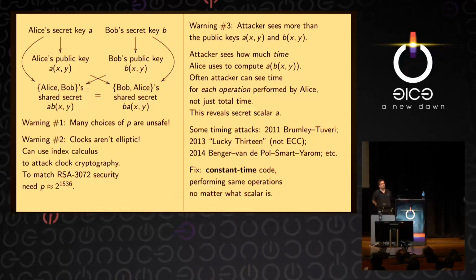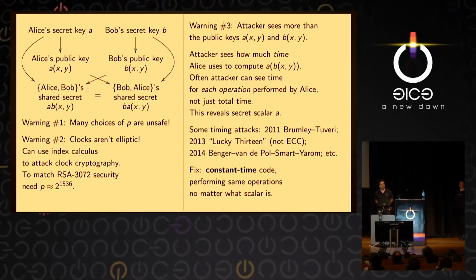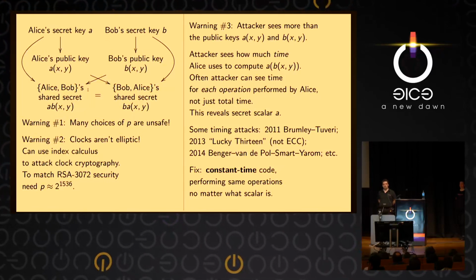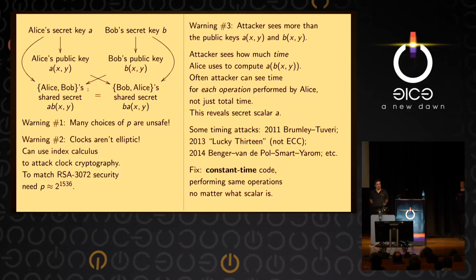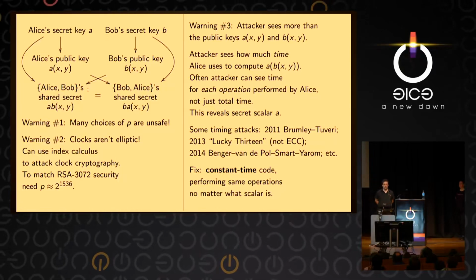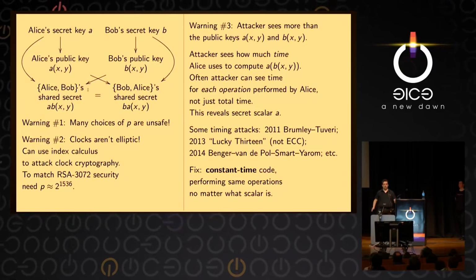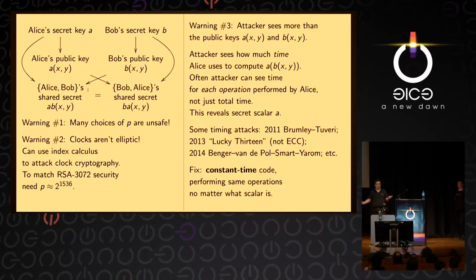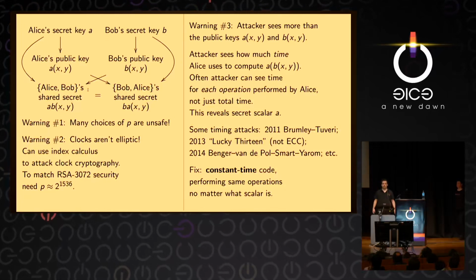The fix for this particular problem of somebody seeing the timing is to always do computations in constant time. So no matter what your scalar is, you're not allowed to spend a different amount of time depending on that scalar. And if you always follow this rule for every secret, you have no secret timing of anything, then the attacker doesn't learn anything.